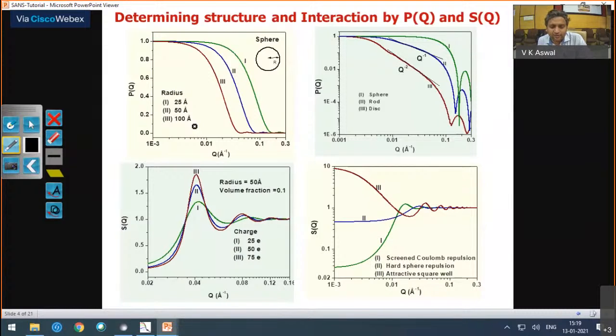Similarly, one can model S of Q to get different interactional parameters, like in case of a screened Coulomb potential, the charge, or different potentials depending upon the system. Screened Coulomb potential will look like this, hard sphere repulsion will look like this, and attractive square well will look like this. We will see what kind of information from these curves can be obtained.